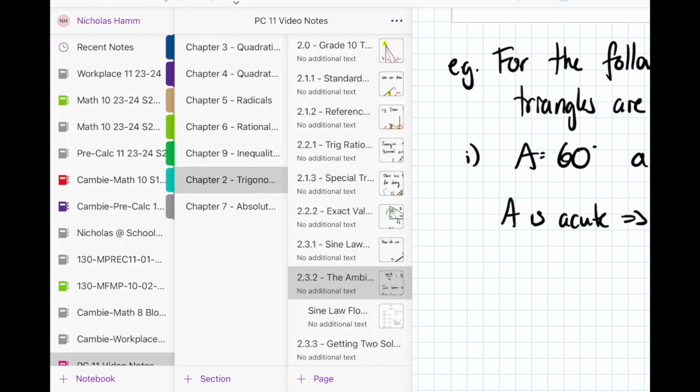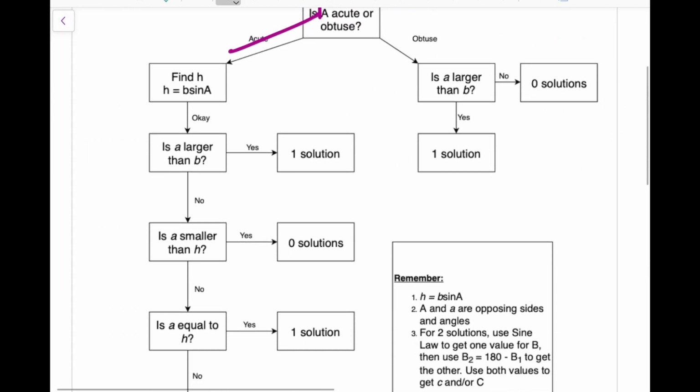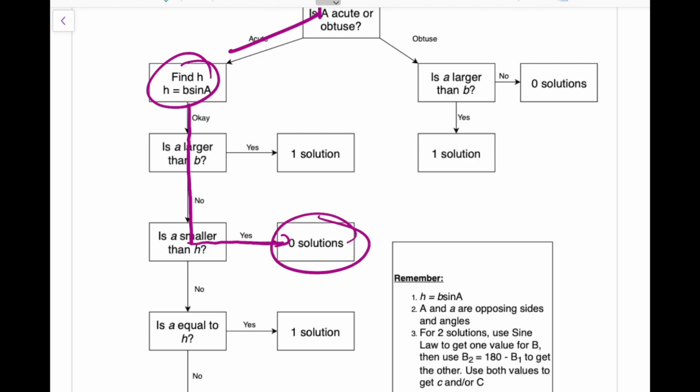So we go back to our flowchart and we say, okay, we have figured out H. Now we're just going to go down. So is A bigger than B? Well, A is 5 and B is 7, so no. Is A smaller than H? A is 5 and H is 6.06, so yes, A is smaller than H. So if we follow the yes path there, we end up with no solutions.